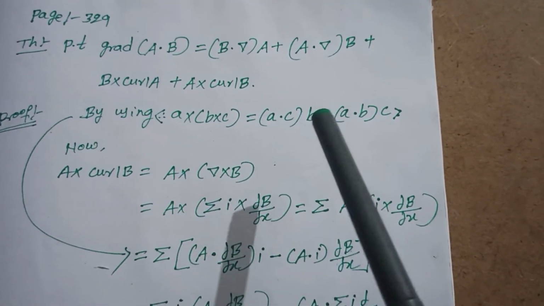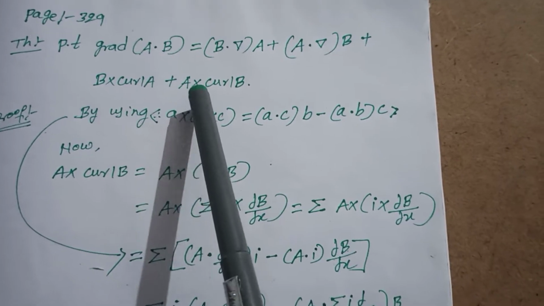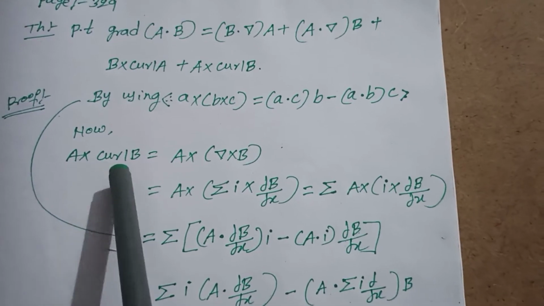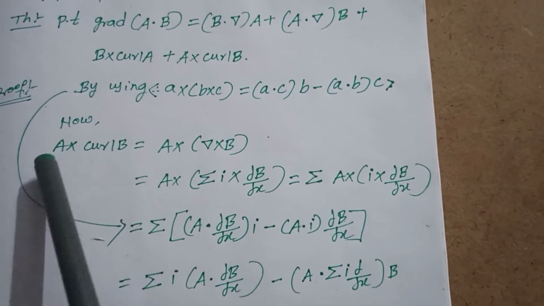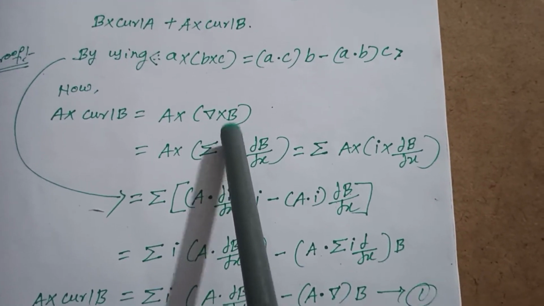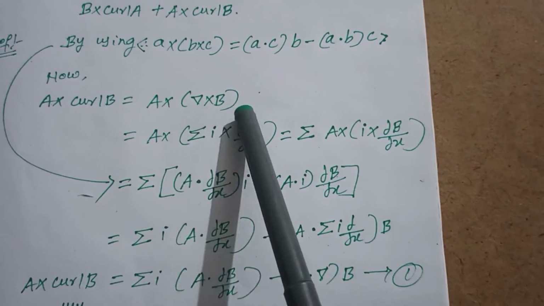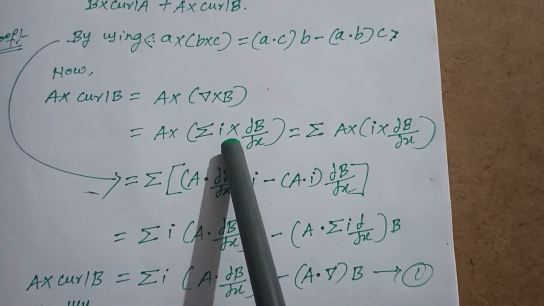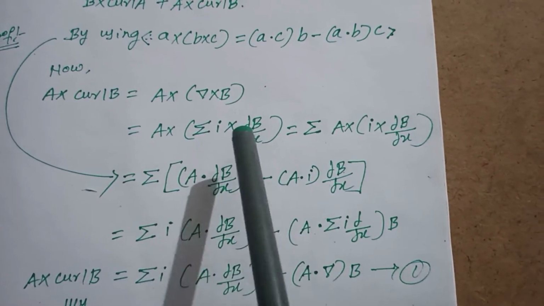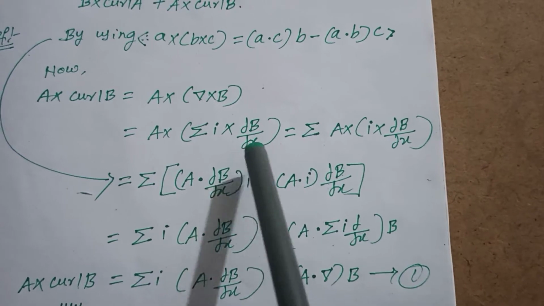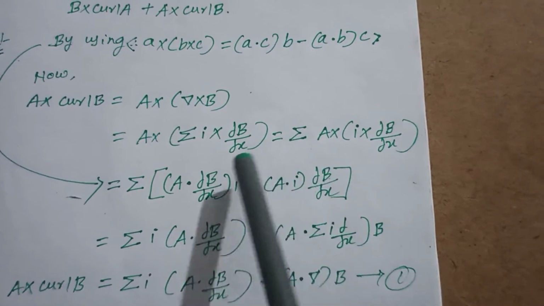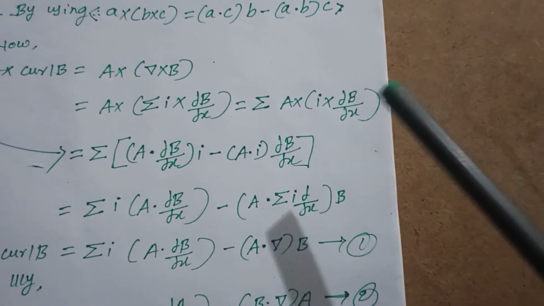So first we are going to find out A cross curl B and B cross curl A. Say first I am taking A cross curl B. So A cross, I am writing same as it is. Curl B can be written as del cross B. So here del cross B can be written as summation i cross dou B by dou x. How we are going to write this one I explained in previous videos. You can see in the summation form. See here, summation is written outside.